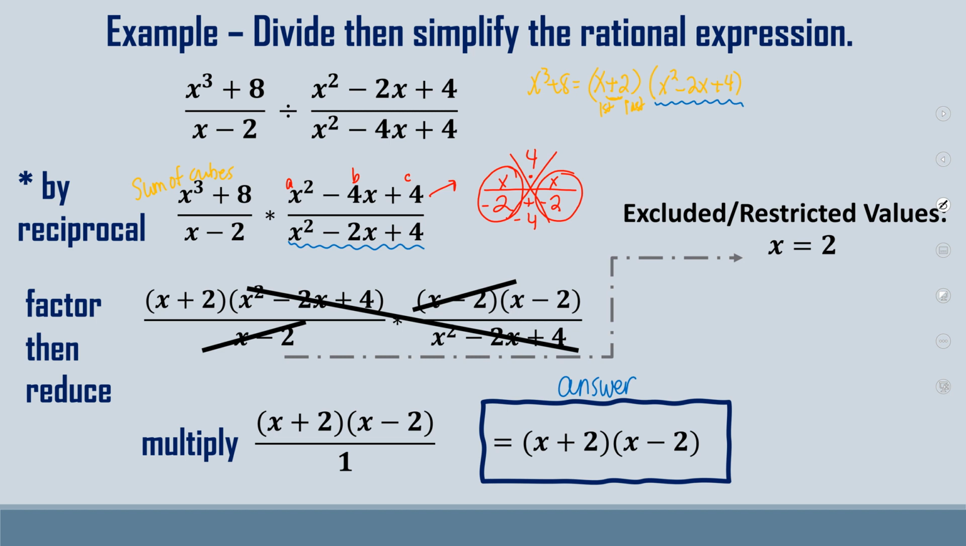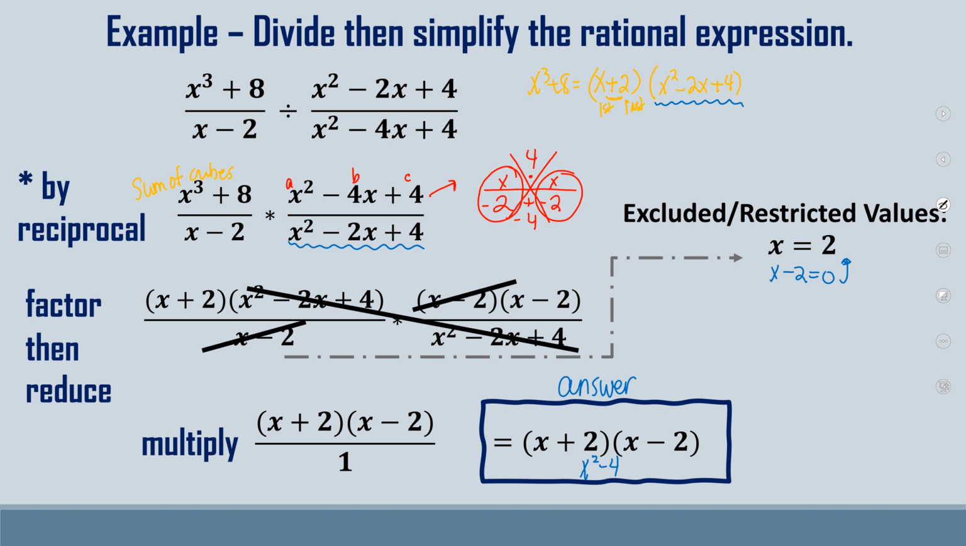Now, if y'all want to be fancy, you can multiply this back together and it'll give you x squared minus 4, that difference of two squares, but you can leave it in factored form as well. Now, I did forget to do the domain restriction. Set that x minus 2 factor equal to 0, which just gives us 2 as the domain restriction.